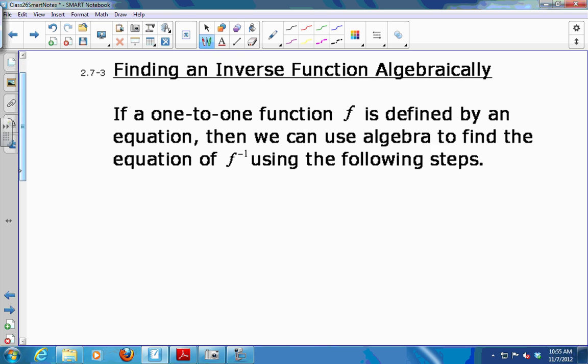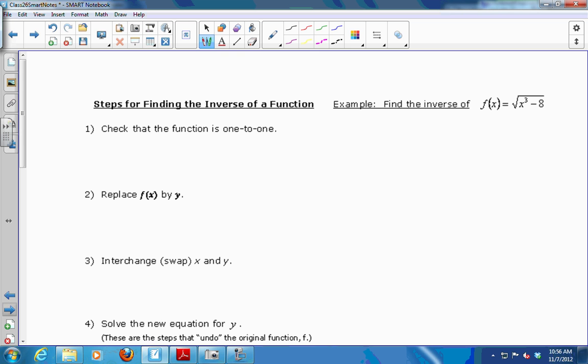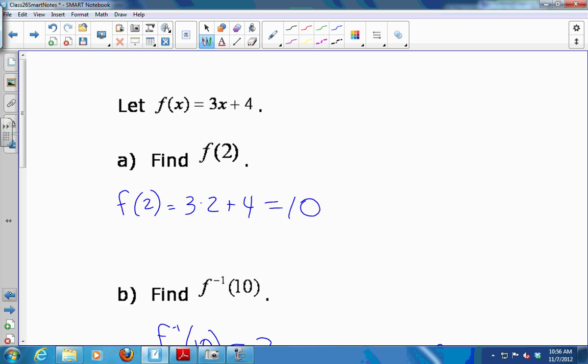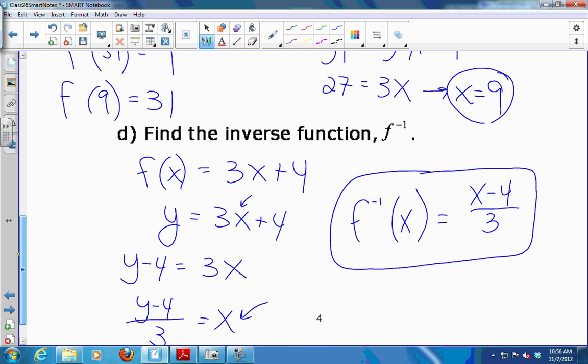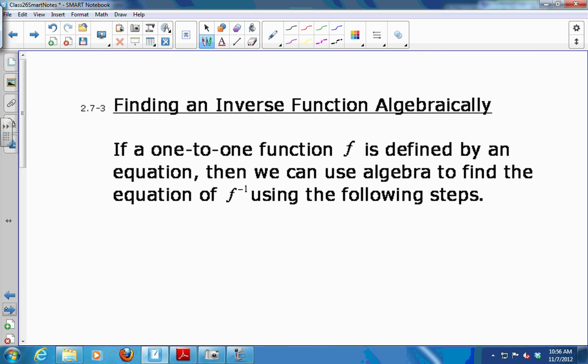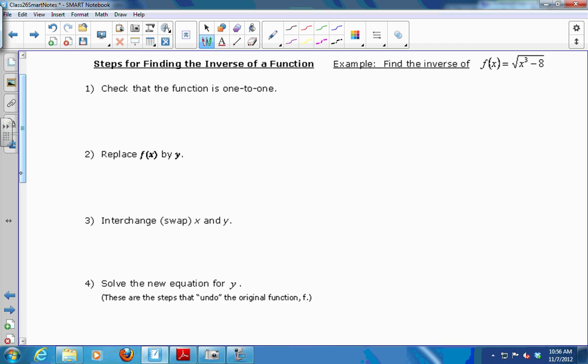All right, so finding an inverse function algebraically. If a function is one-to-one, then we can use algebra to find f inverse, and I'm going to write it out in sort of a step-by-step method. Although you don't have to memorize the steps, because we just found the inverse function without knowing the steps, I'm going to do it step by step so you have a procedure to follow if you like following a procedure. So I'm going to write out the steps and we're going to do an example along with it.